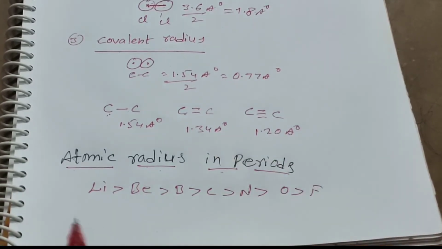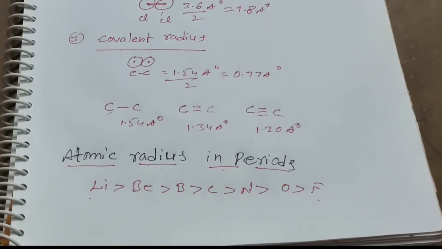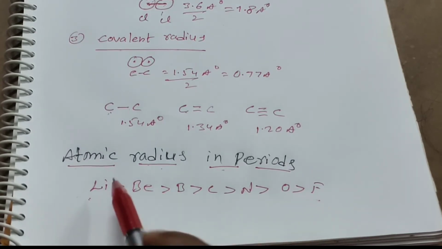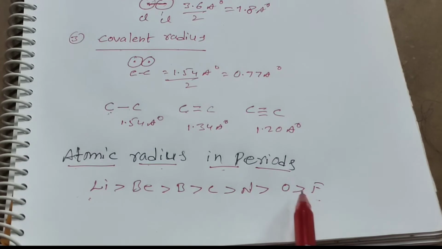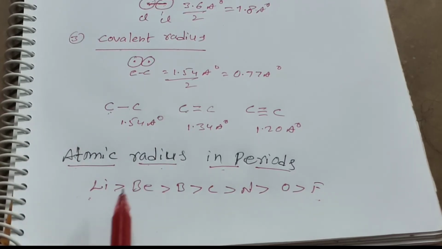In any period from left to right, the atomic radius gradually decreases. This is due to the effective nuclear charge increasing, so the attraction between the nucleus and the outermost shell increases in the periods from left to right. So the atomic radius gradually decreases moving from left to right, due to the nuclear charge of the atom gradually increasing. In any period you take, this happens.